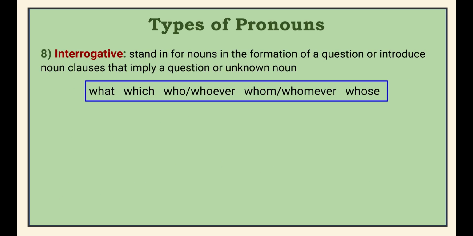The next type of pronoun is interrogative. Interrogative pronouns stand in for nouns in the formation of a question or introduce noun clauses that imply a question or an unknown noun. These are our interrogatives: what, which, who, whoever, whom, whomever, and whose.